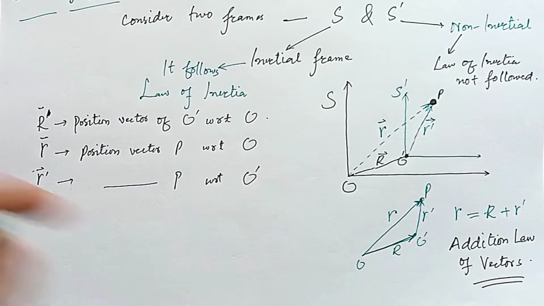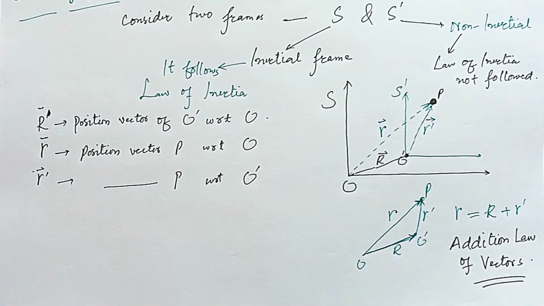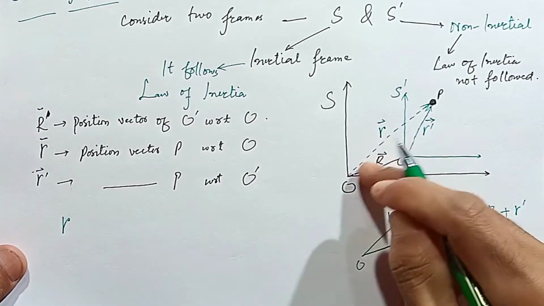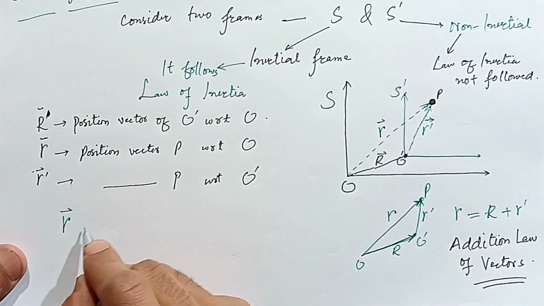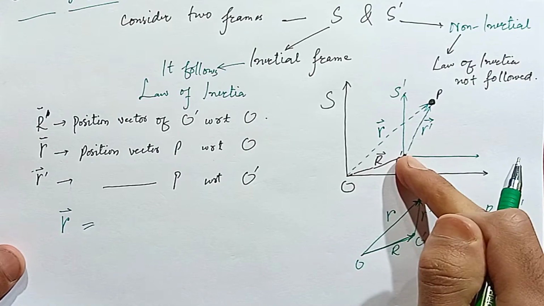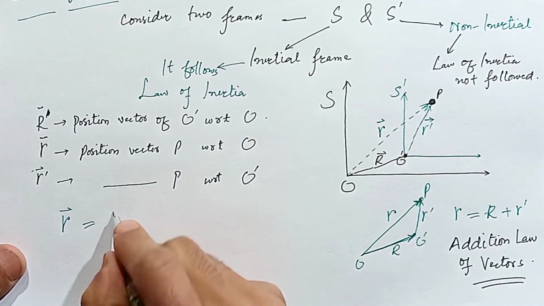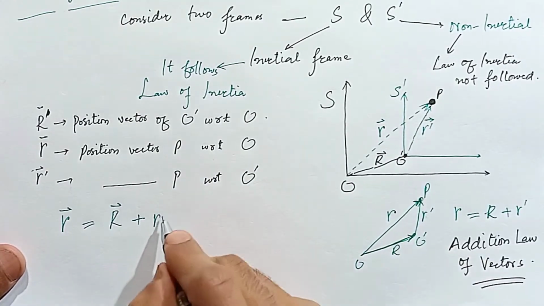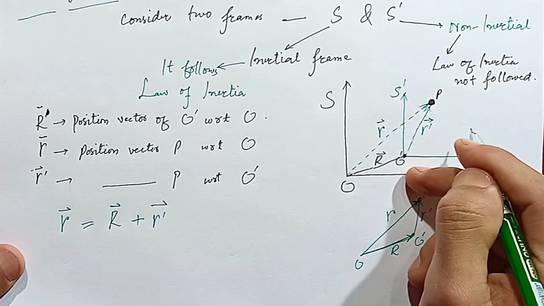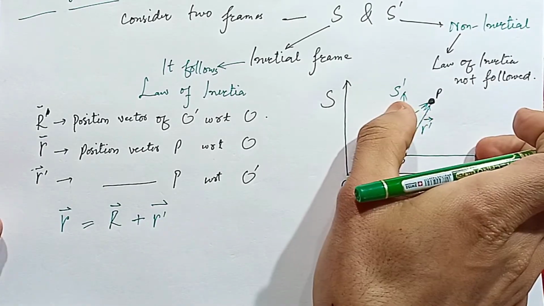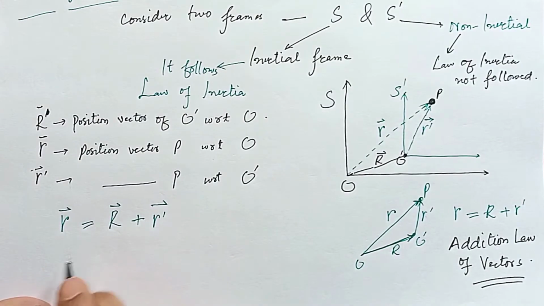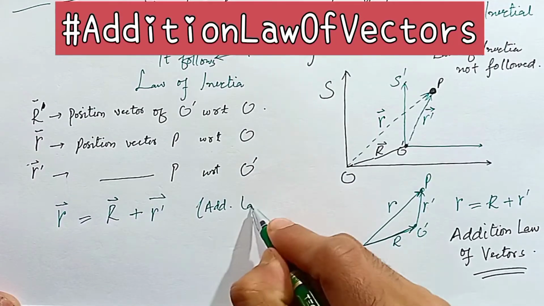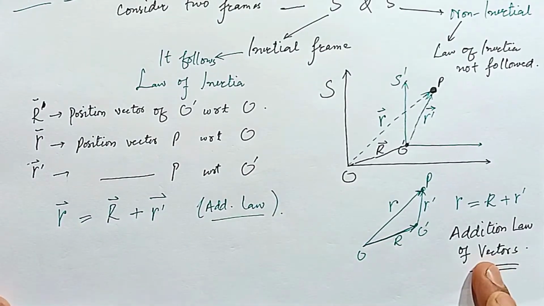Fine, that is the addition law of vectors. So that means the position vector R, this very position vector R, will be equal to R, the position vector of O prime with respect to O, plus R prime, the position vector of P with respect to O prime in the non-inertial frame of reference. This follows from the addition law of vectors, which is discussed here.